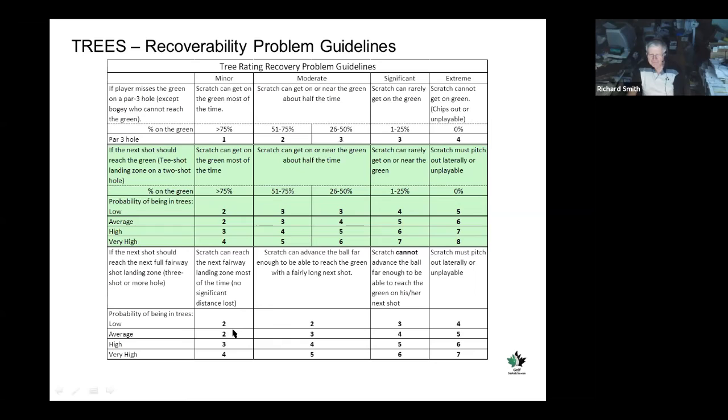So if there are trees on a hole, chances are we're going to want to at least give it a 2 rating. And then we go up from there based on both the difficulty in recovery or the proximity to the center of the landing zone that will influence how likely it is that the ball will go into the trees at all.